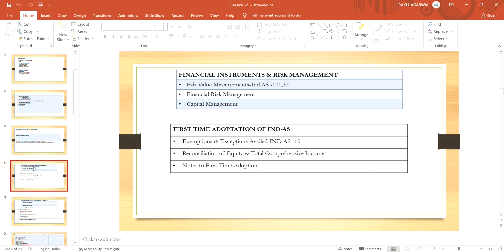If we adopt Ind AS for the preparation of financial statements for the first time, then we will give these disclosures, like exemptions and exceptions availed. This we will learn in detail in Ind AS 101. Reconciliation of equity and total comprehensive income, and we will give notes related to first-time adoption. So if we adopt Ind AS for the first time, these notes are to be disclosed.